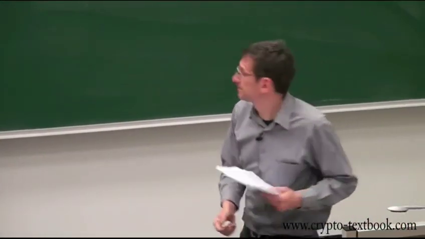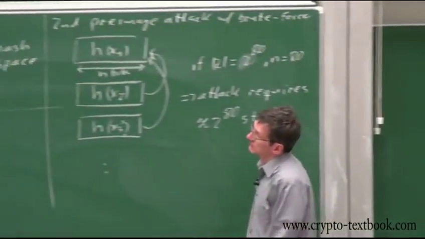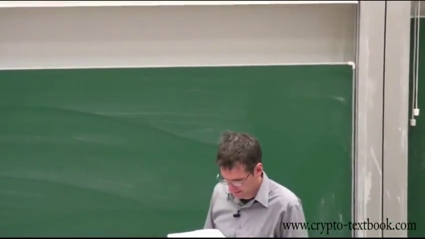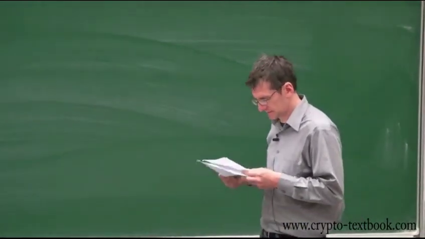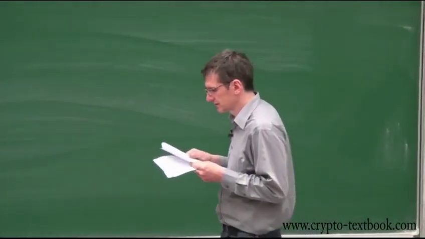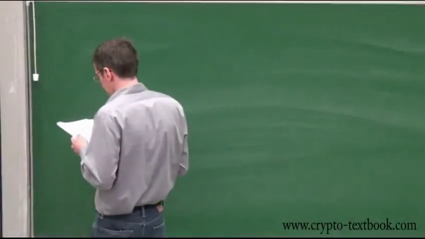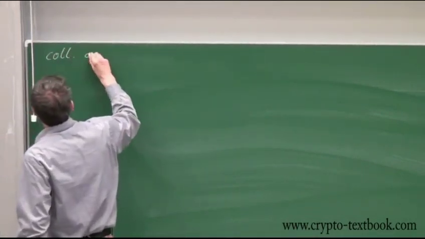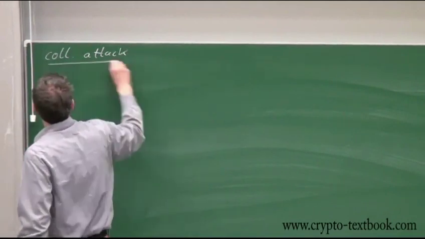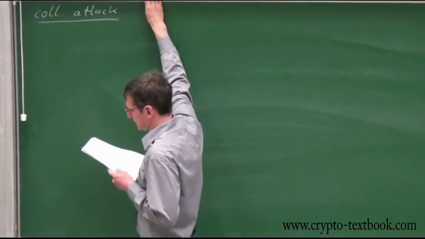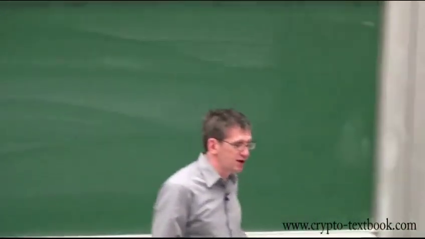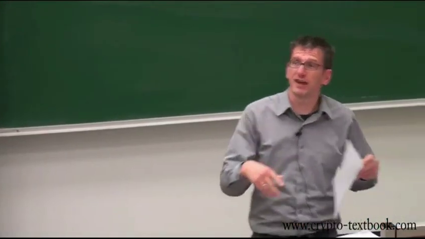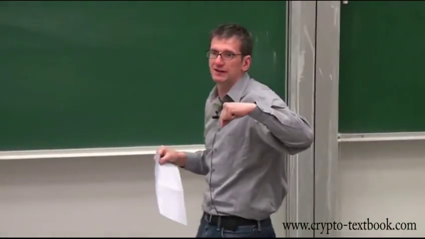So what we're going to do now is we try to do the same thing with the collision attack. Okay. So this was preimage. Now we do the collision attack. Okay. So it turns out that this is closely related to this problem of, let's have a party, and how many people do we have to invite so that 2 people have a birthday on the same day?